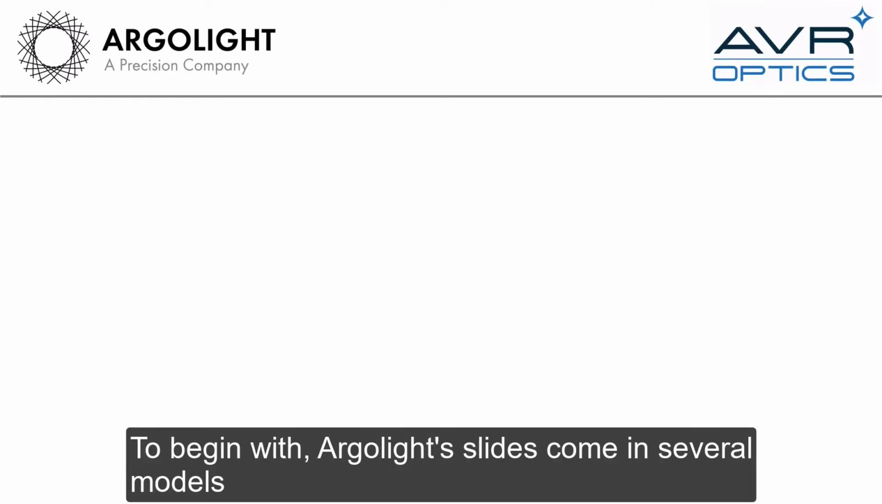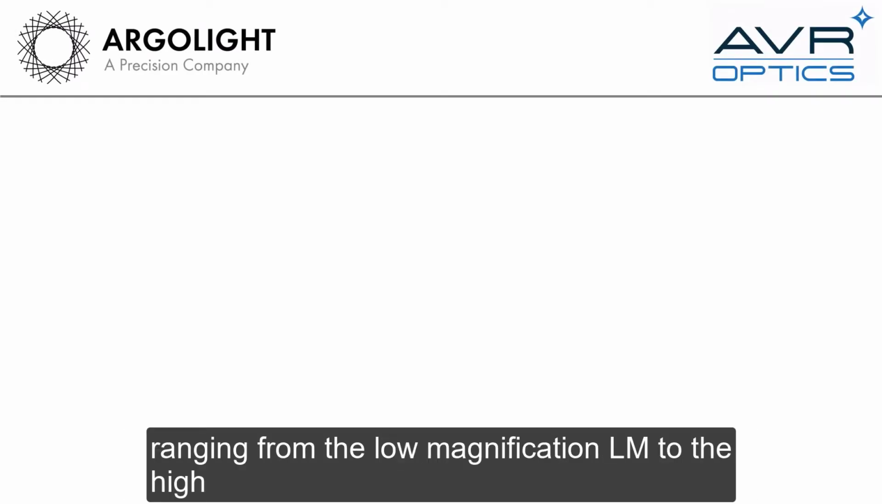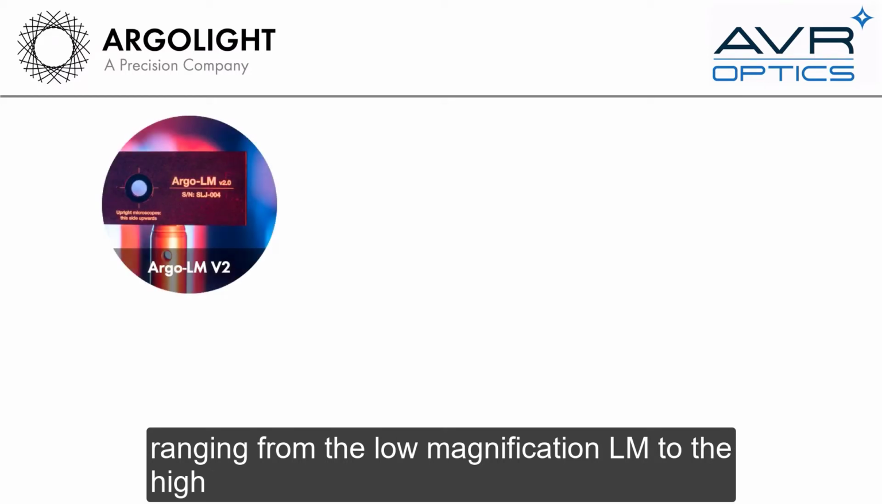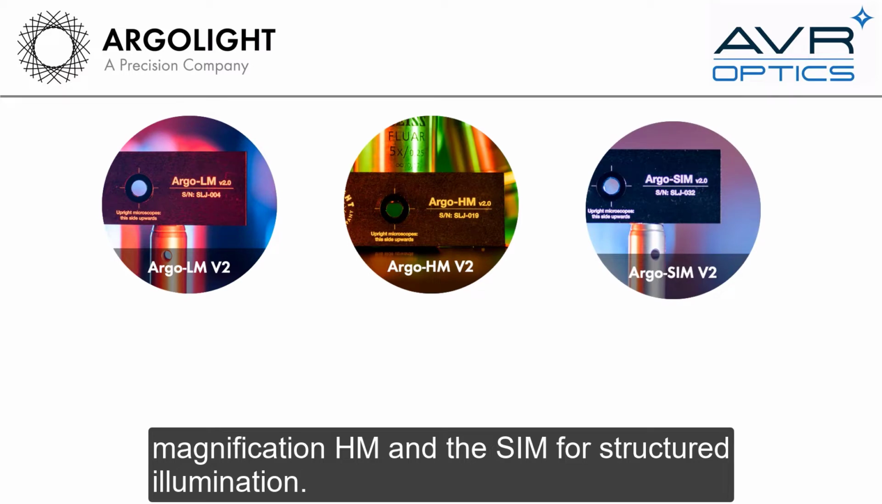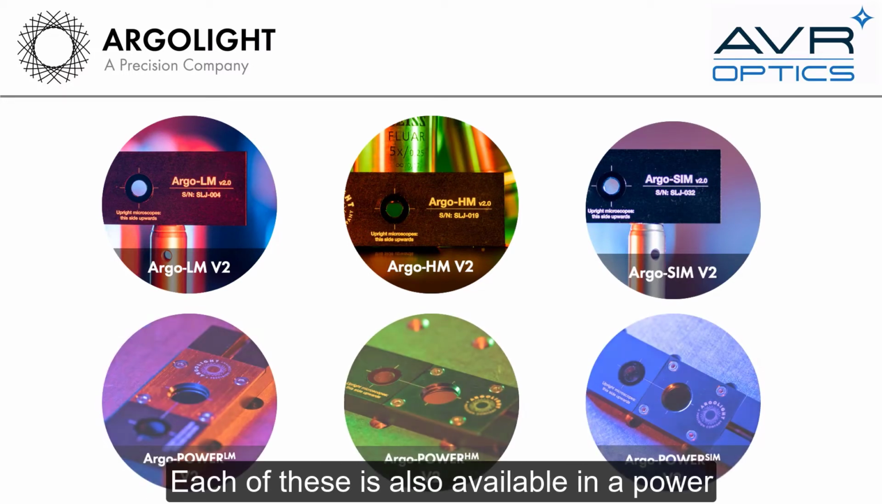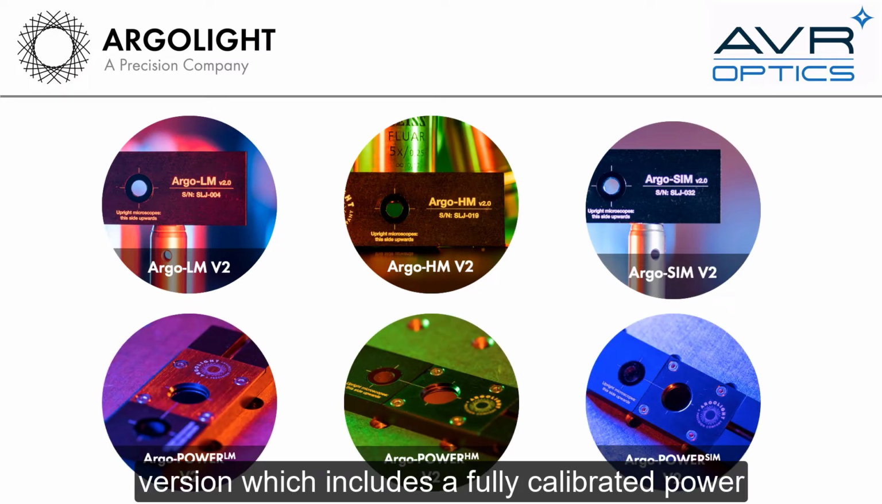To begin with, Argolight slides come in several models, ranging from the low magnification LM to the high magnification HM and the SIM for structural illumination. Each of these is also available in a power version, which includes a fully calibrated power meter for measuring excitation power.